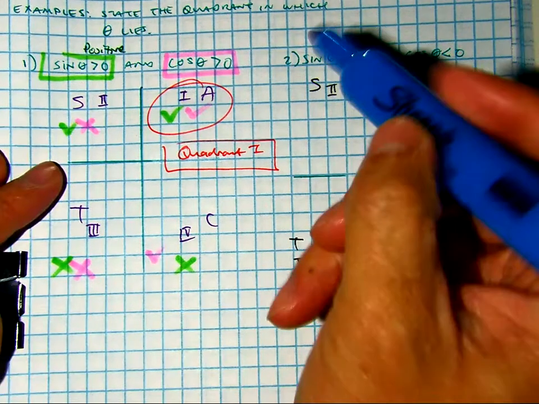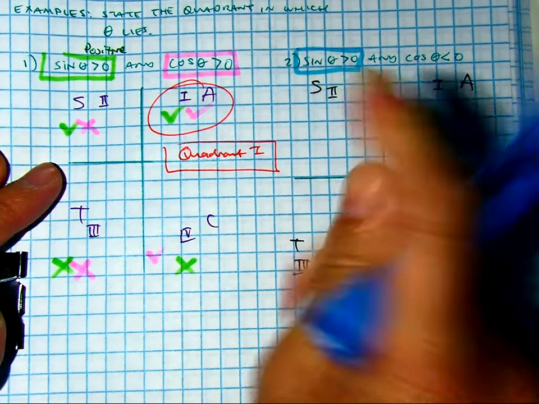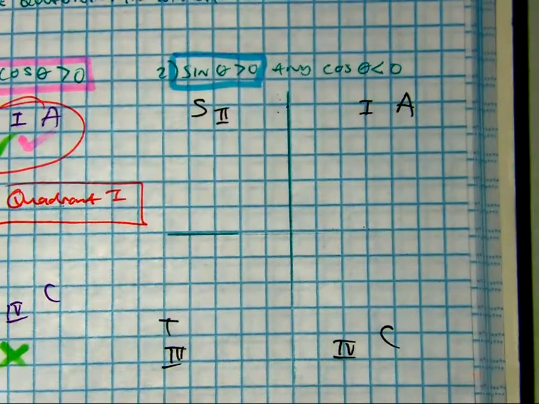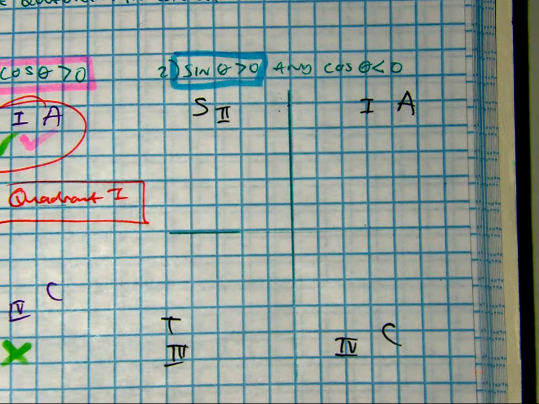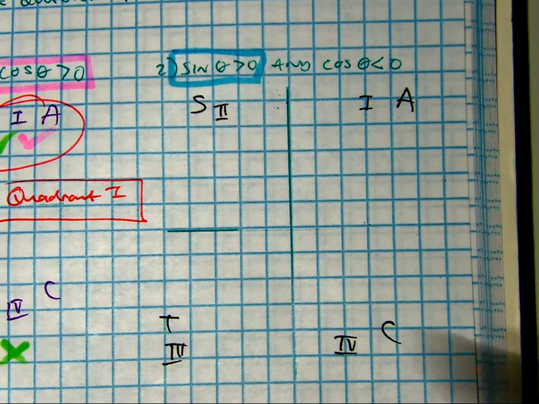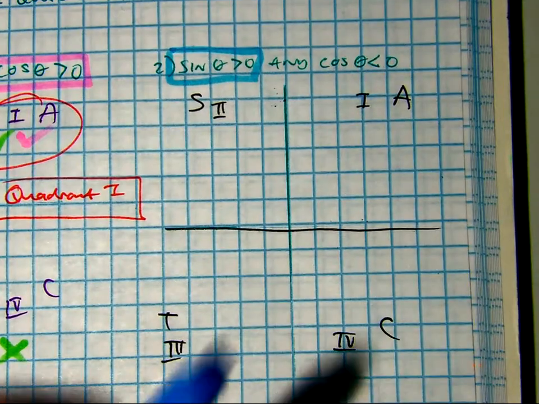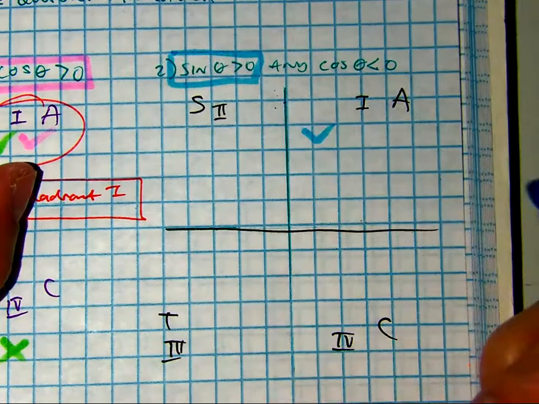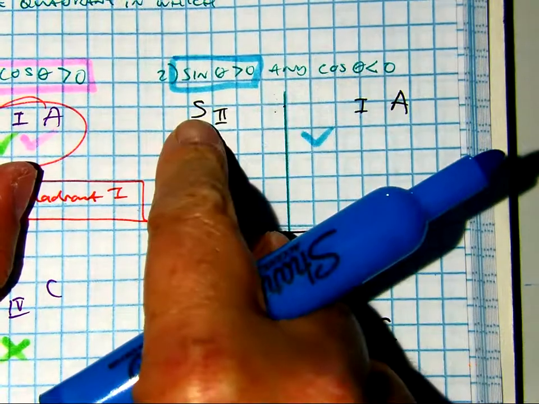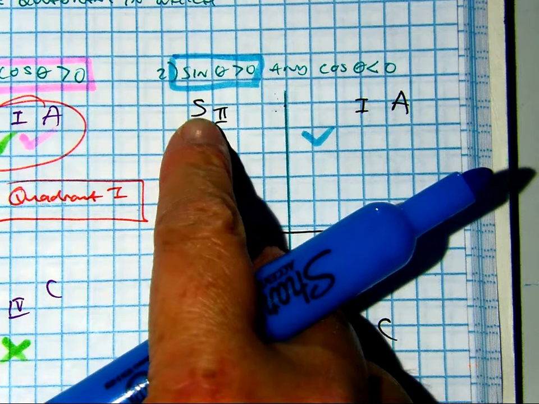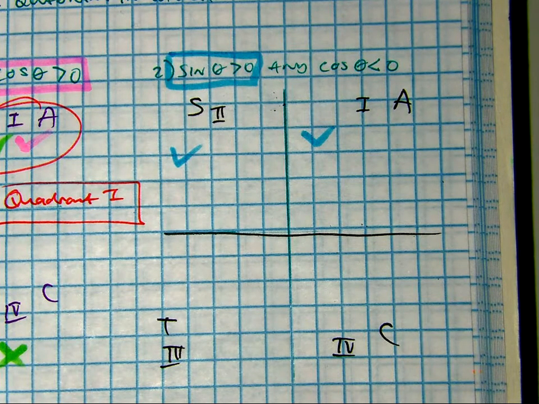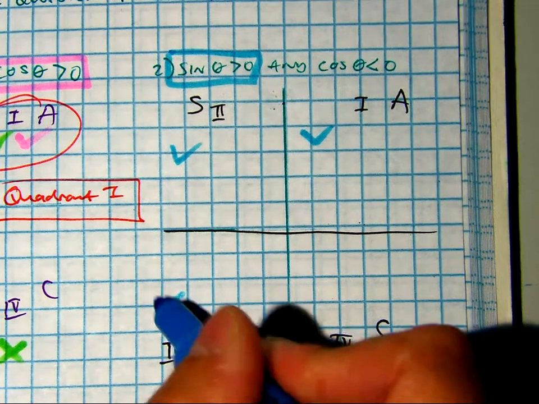Class, what does this tell me in this blue box? Where sine is what? Which means what? Okay, question. Where is it positive? 1 and what? 2, right? Class, here's another way of asking it. Where is sine negative? Or not positive? Quadrants 3 and 4.